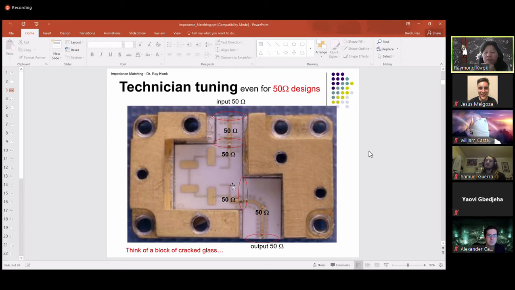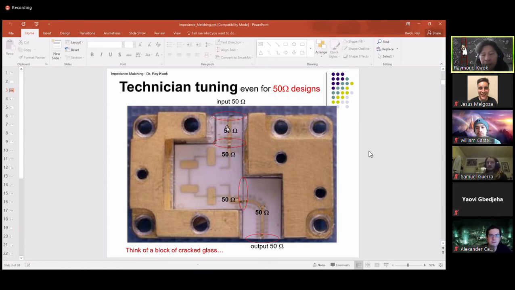So every time you have a junction, you have a mismatch. The impedance is not 50 ohms anymore. So when they poke around, you see all this chicken dot around the transmission line. Sometimes people do that because when the technicians tune it, I don't know if you can see.